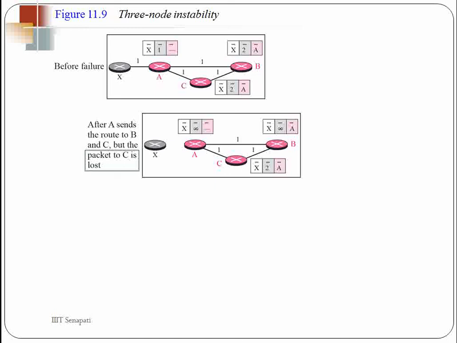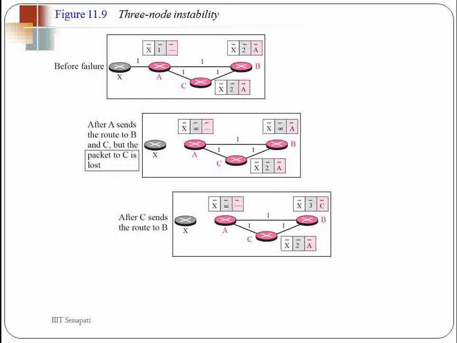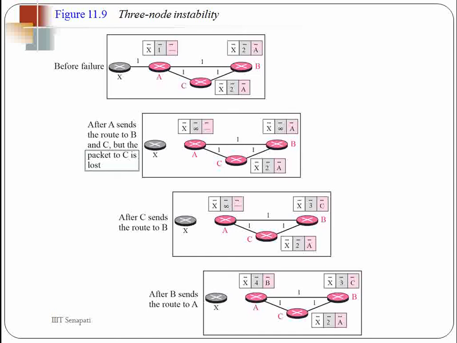Then C has information that we can reach X in 2 hops through A. Then C sends the route to B. Now B has this information that we can reach in 3 hops through C. Now from A we can reach in 4 hops. Now A has updated, so C will also update, and this loop will count to infinity.